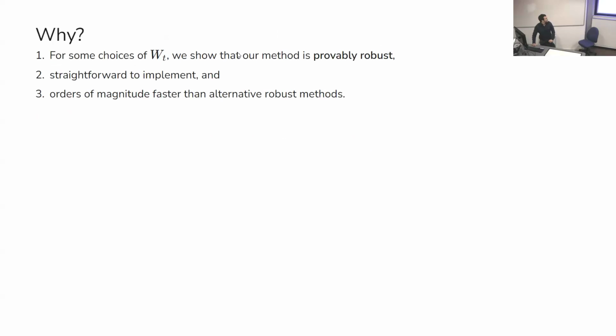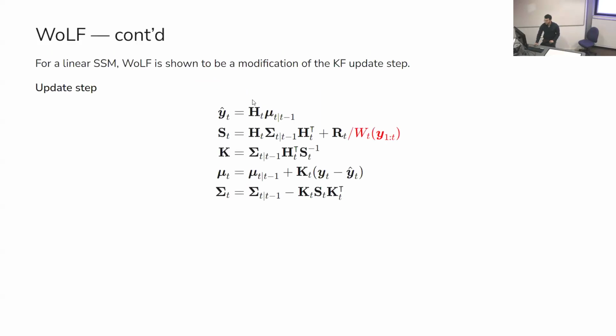So why do we choose this? Well, for some choice of WT, we show that our method is provably robust, in a way that I'll show in a bit. It's straightforward to implement, and it's orders of magnitude faster than alternative robust methods. Whereas the Kalman filter is everything in black, our method is everything in red. And surprisingly, that's all you need to make this method robust, which we see as an upside of our method: the simplicity and the provable robustness.